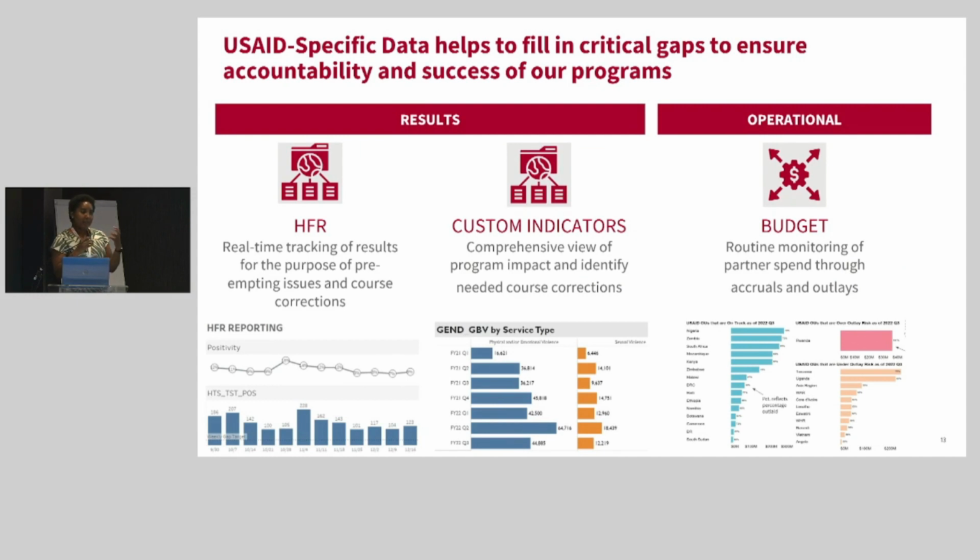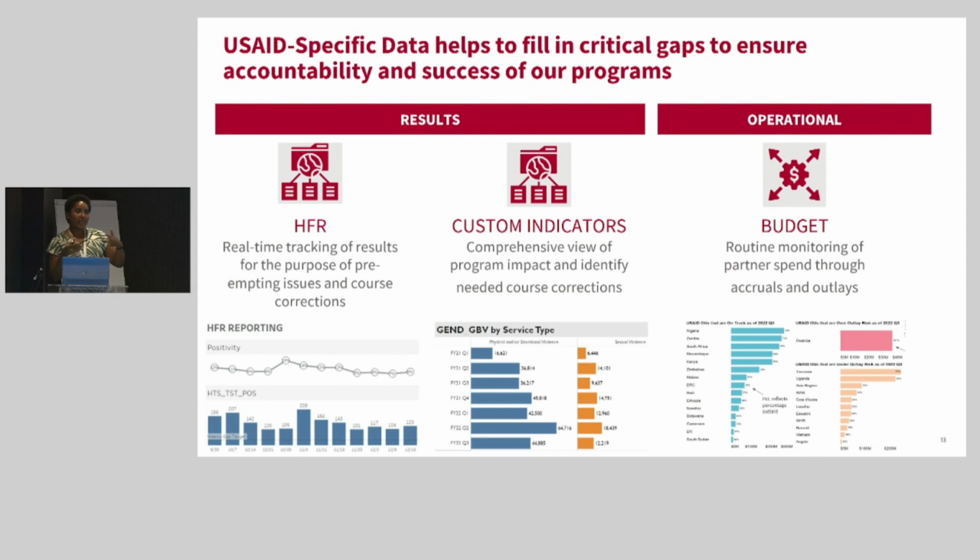USAID itself has some very specific data streams to help us fill in critical gaps to ensure accountability and success of our program. Many of you have probably been in meetings where you heard that a lot: MER doesn't say it all. We have a lot of MER program results that don't tell the complete story. So we try to get a bit more complete with HFR, high frequency reporting, which does real time tracking of results for the purpose of preempting issues and course correction.